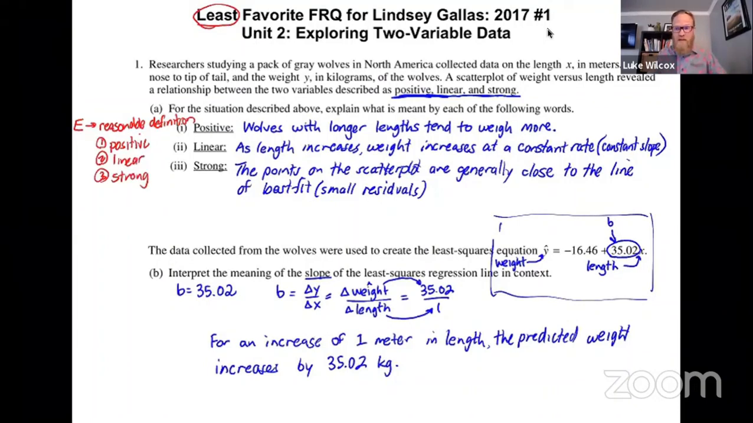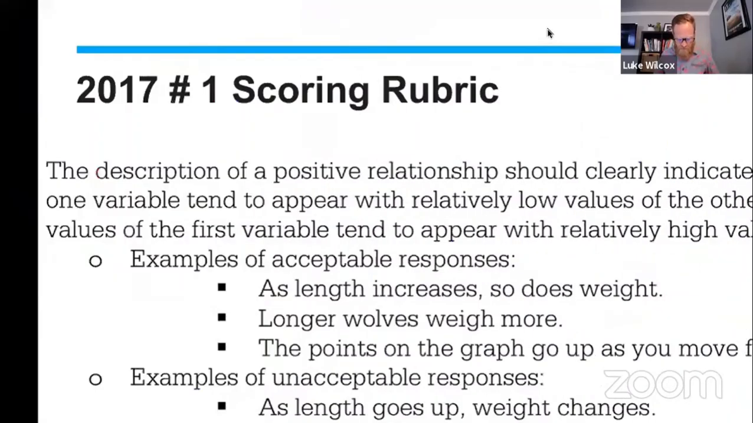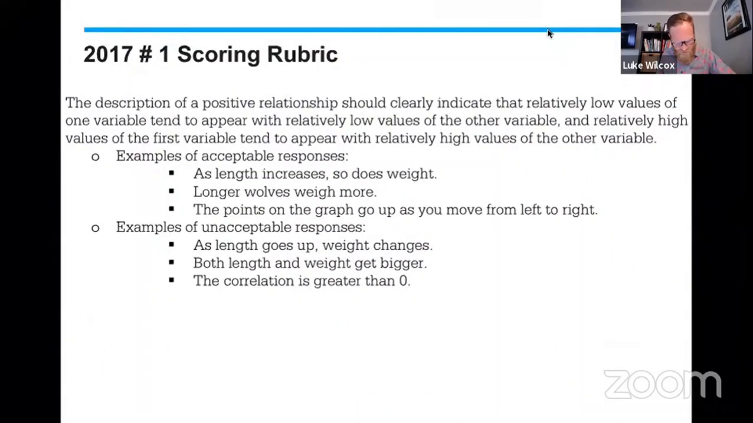And the rubrics on this are a little bit lengthy, and I'm just going to quickly highlight a couple of things, all right? For positive, if you look at the rubric, they want you to describe a positive relationship, and here are acceptable responses for that. As length increases, so does weight, which is very close to what we wrote in our model solution. Longer wolves weigh more, another way of saying the same thing. And the points on the graph go up as you move left to right. Those are all acceptable responses.